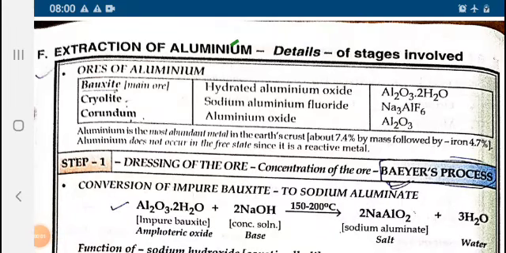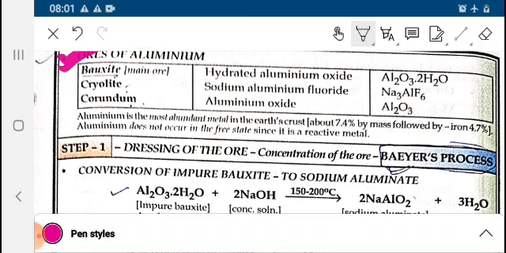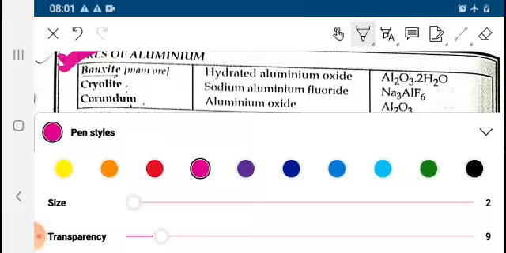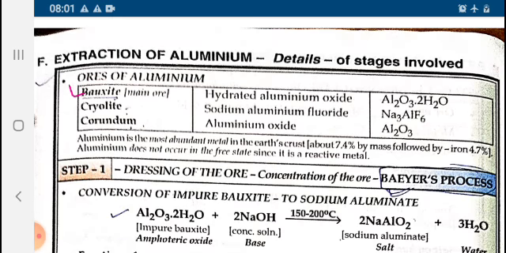Today we will be learning a detailed process of extraction of aluminium. Before discussing this topic, let me tell you that each extraction process requires several steps, and the first thing is the ore. First thing required is the ore, because the metal to be extracted is from the ore. So for aluminium, the ore is bauxite.